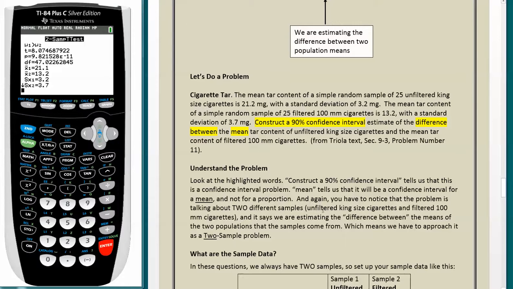And again, you have to notice that the problem is talking about two different samples, the unfiltered king-size cigarettes and the filtered 100 millimeter cigarettes. And it says we're estimating the difference between the means of the two populations that the samples come from. All of which means we have to approach this as a two-sample problem.